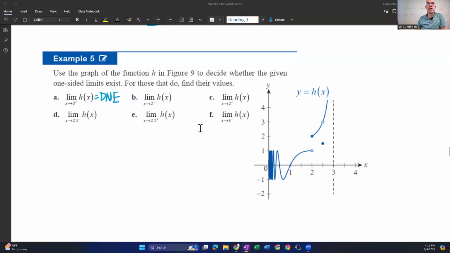For part B, we're going to 2 from the left. So we're over here. Our y value looks like it is approaching 1. So that would be the limiting value there. That's the y value. C, as we go from 2 to the right, here let's go with a yellow. Here we're traveling along the function there, and we get to a y value of 2.